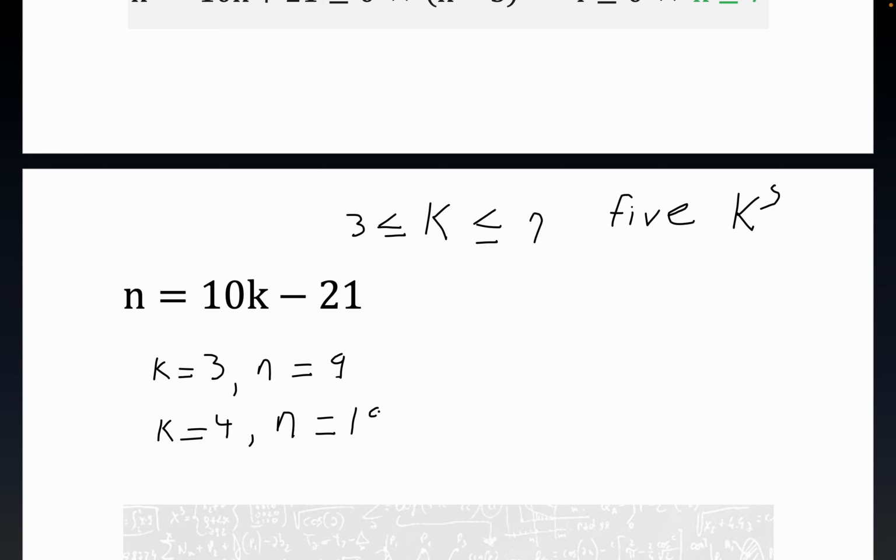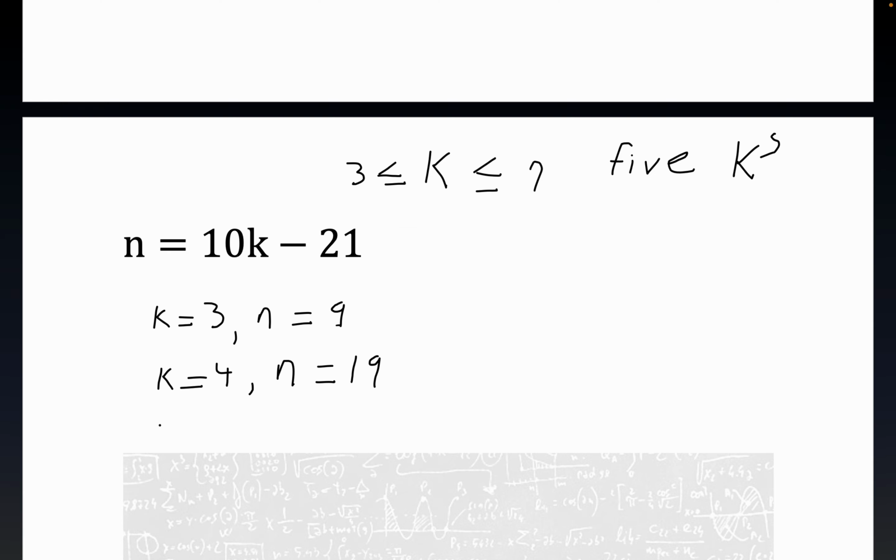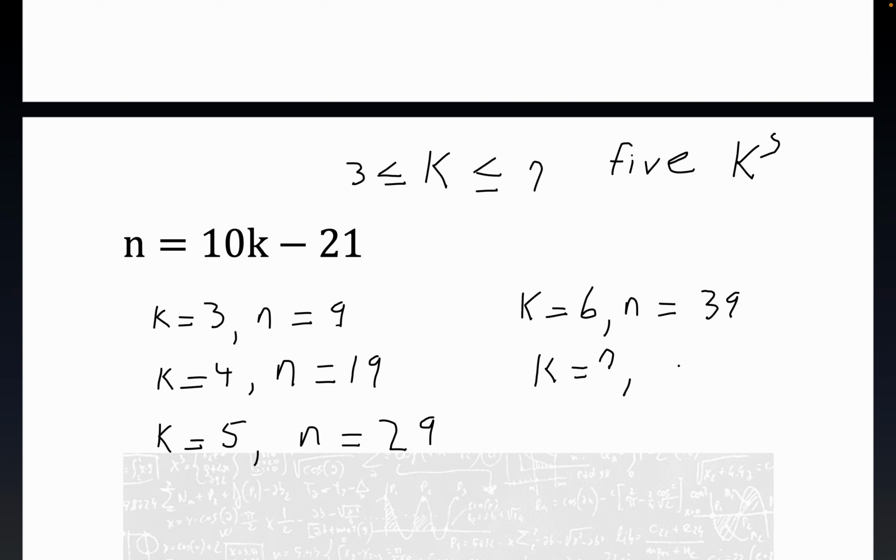And this is actually what the problem was asking for. What are the values of n? So we have 2 of them, and then so on. K equals 5 implies n is equal to 29. Okay, k equals 6 gives us n equals 39. And finally, k equals 7 gives us n equals 49.